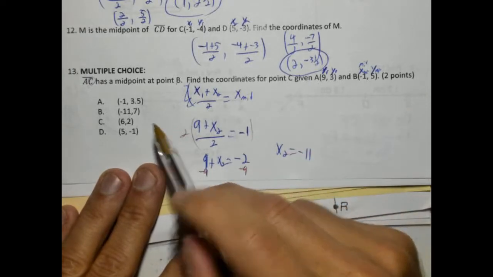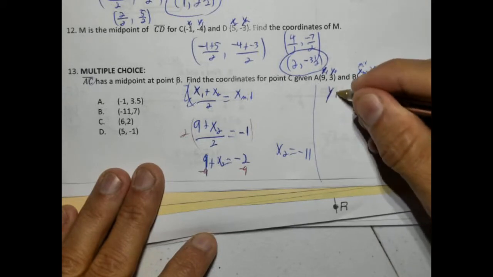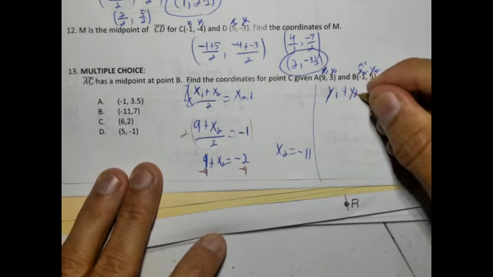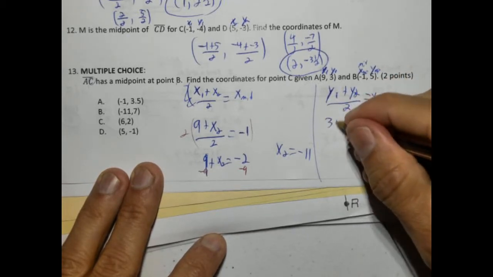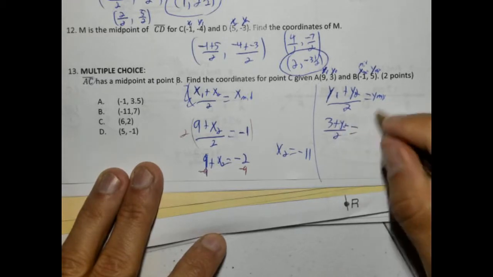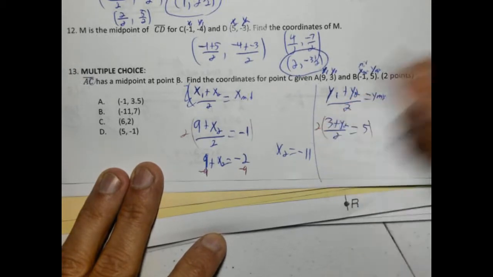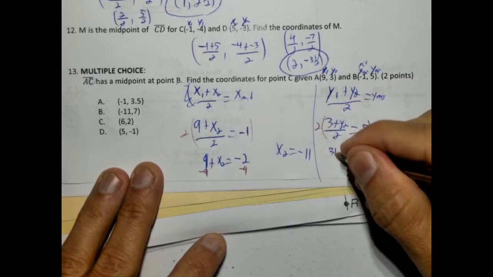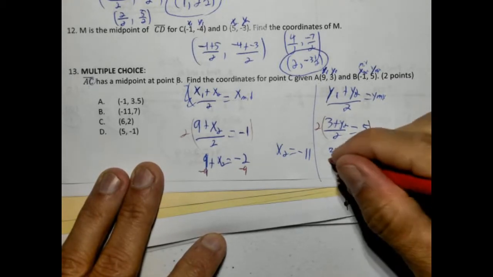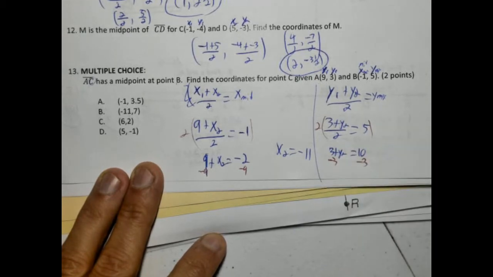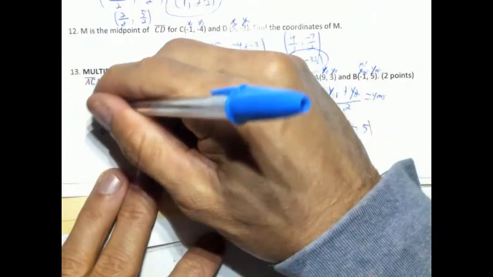Now because this is multiple choice, we know it's going to be b, but let's just do the y, make sure we didn't make a mistake. So y sub 1 plus y sub 2 over 2 equals y sub mid. That means we're going to have 3 plus y sub 2 over 2 equals 5. We're going to multiply both sides by 2: 3 plus y sub 2 equals 10. And then subtract 3 from both sides, and then y sub 2 would equal 7. And of course, that's exactly what we have. So that worked out okay.